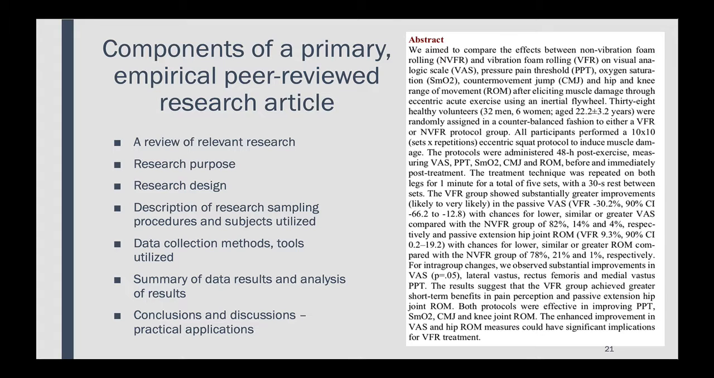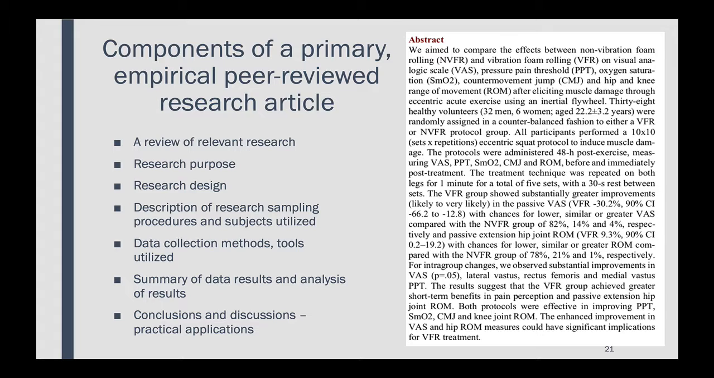The components that we find typically include a review of the relevant research, a clear description of what the research purpose is. And that purpose, you want to be able to find that quickly because that tells you if this article really is of value to you or not. There is a good bit of information about the research design. How did they set up the study? How did they collect their data, and so on?